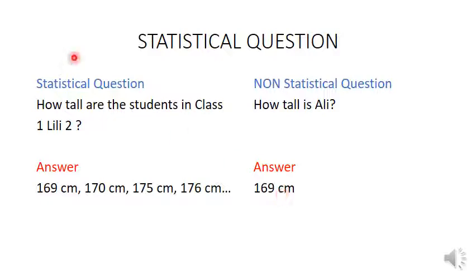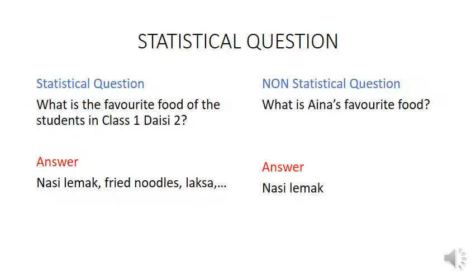Okay. So move to the next slide for the next example. Look at the second example. Statistical question: What is the favorite food of the students in class 1 Daisy 2? How to get the answer for this question? You can do data collection. How? You can do a survey for the students in this class to get the answer for this statistical question.